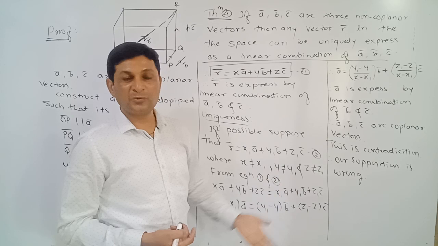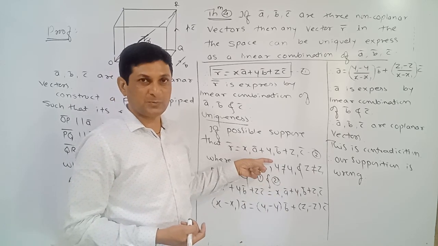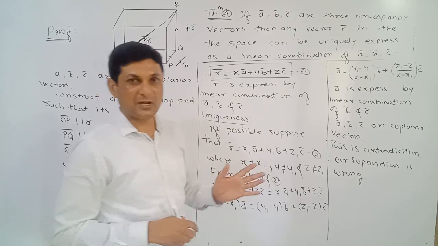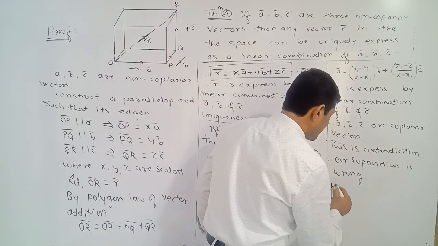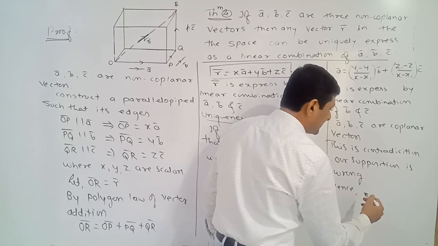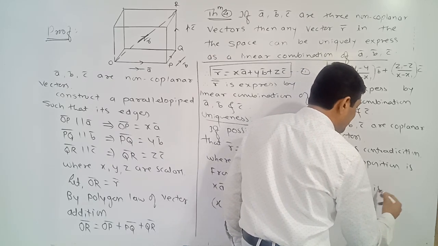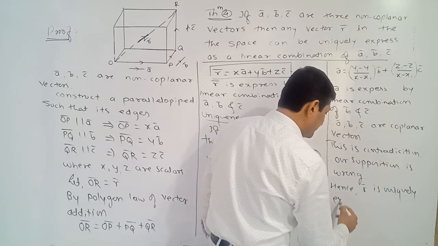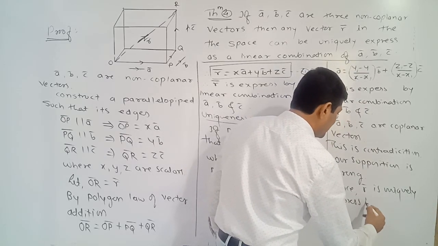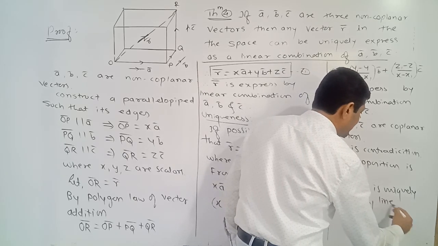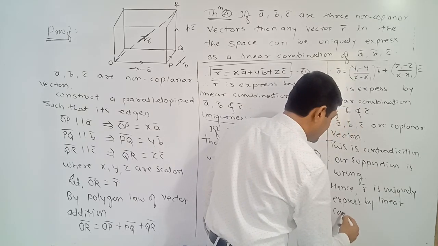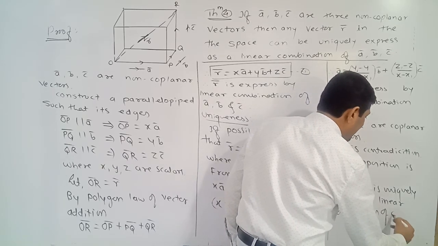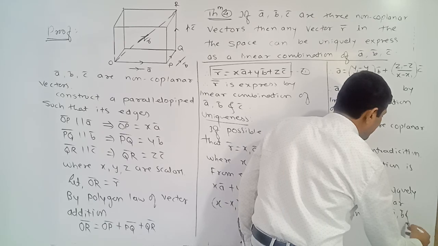Hence, what result have we got here? R bar cannot be expressed by any other linear combination of A bar, B bar and C bar. Hence we conclude that R bar is uniquely expressed by a linear combination of A bar, B bar and C bar.